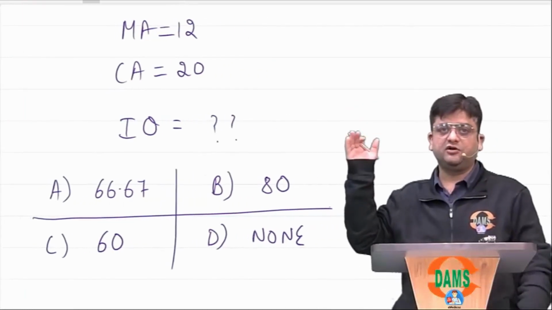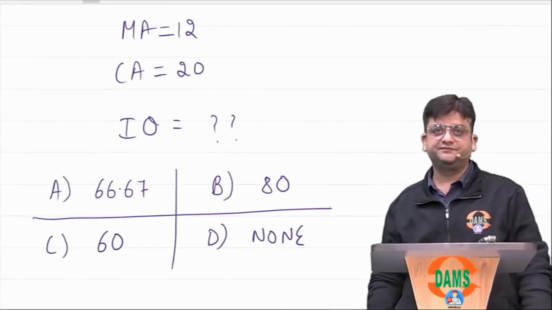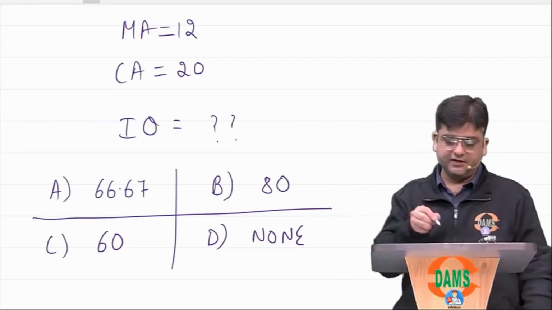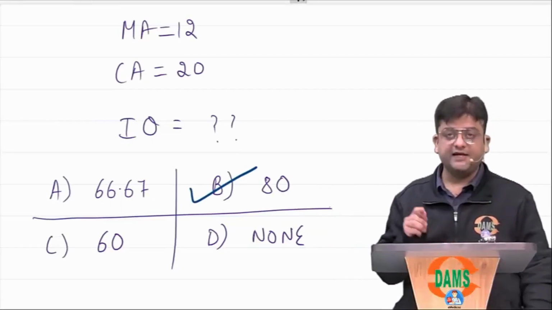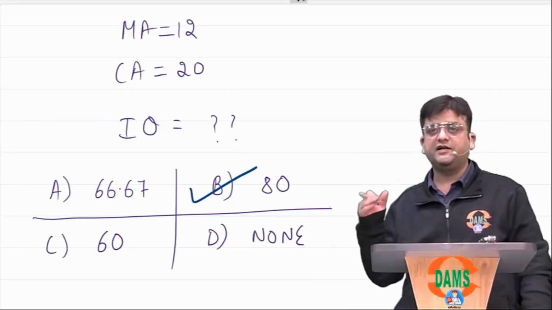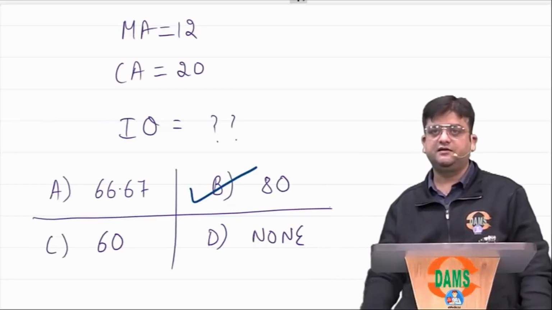Mental age 12, chronological age 20. What's your answer? Will you calculate 12 by 20? Will you calculate 12 by 15? You will calculate 12 by 15 and the answer would be 80. Is that clear? So IQ can't increase beyond 15.